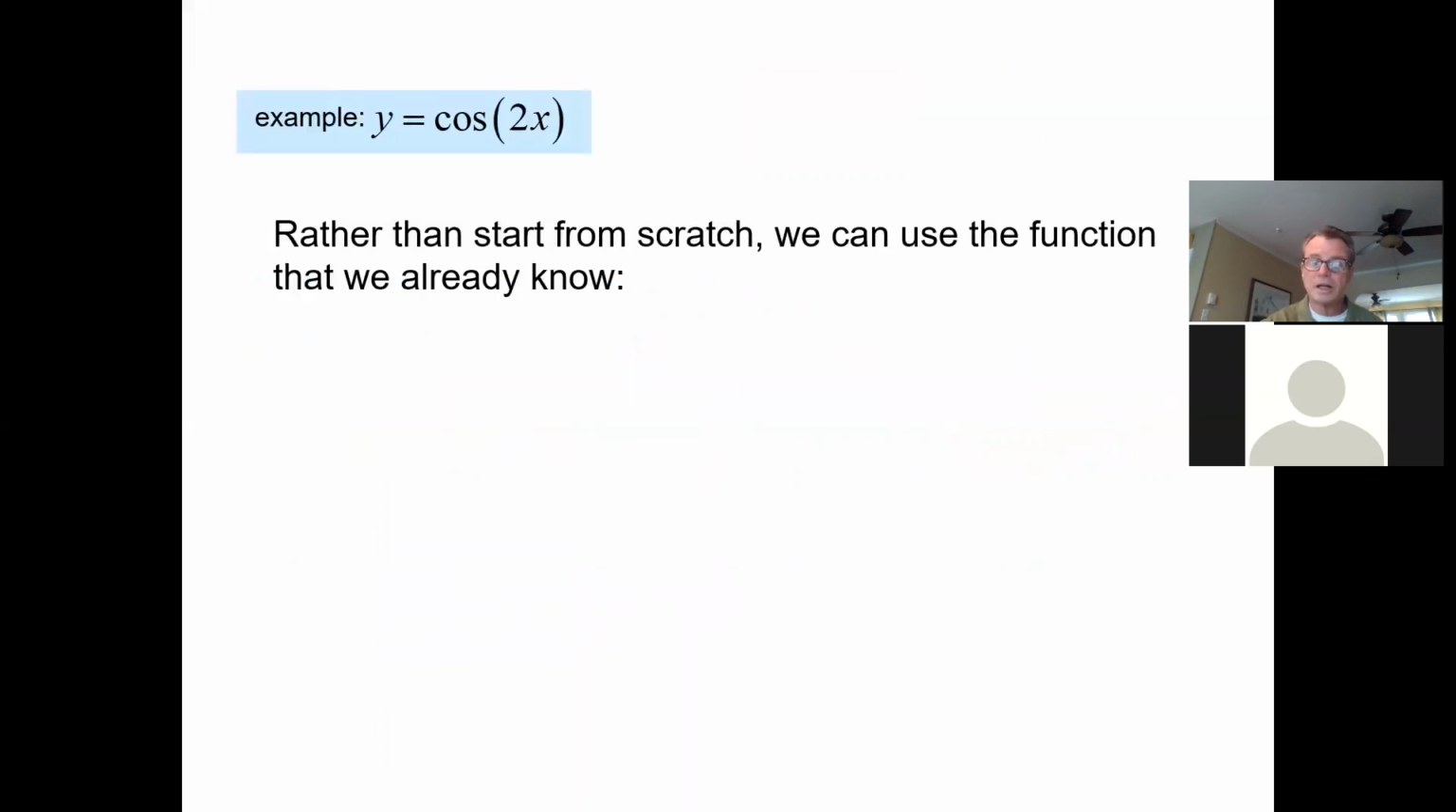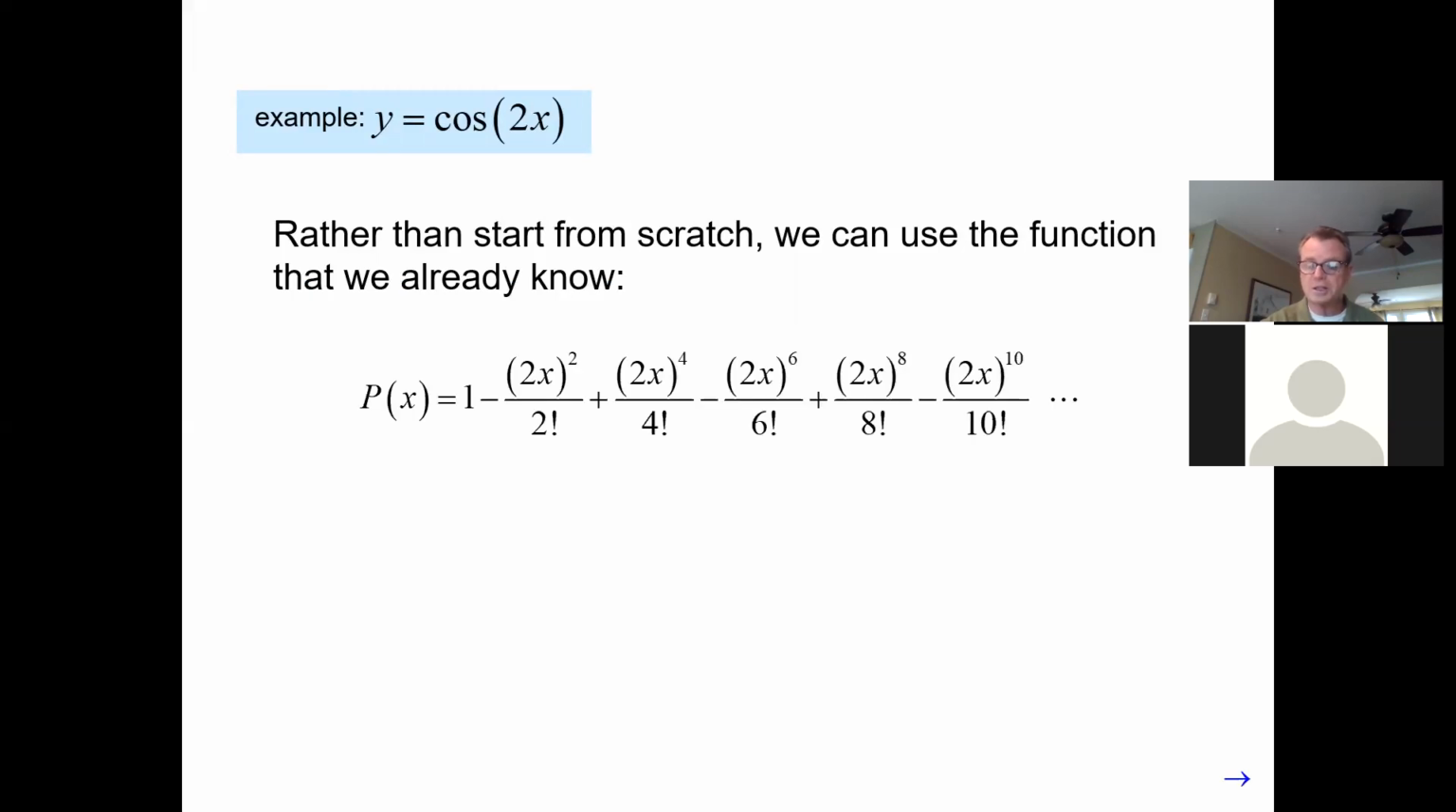Okay. How about cosine 2x? Well, you don't have to start over again. It would still work. You can just put 2x into the expansion of the cosine. Well, that's helpful.